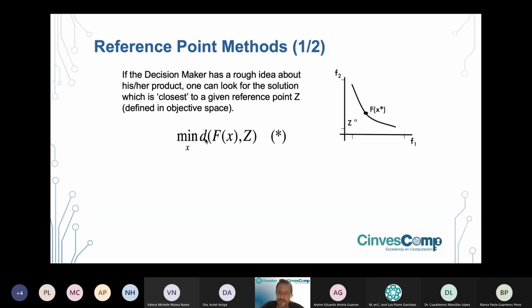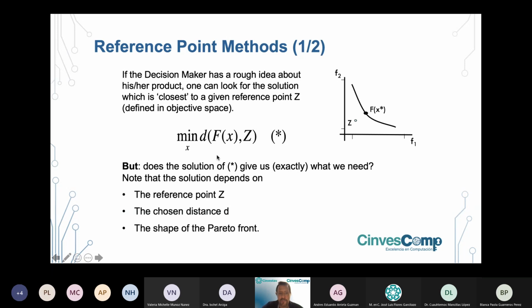It has the same advantages and disadvantages as the epsilon constraint method, because you get something which might make sense, but doesn't have to be exactly what you need, because the solution of this problem, this is the problem, and this is the picture for the problem. The solution of this problem depends on three things. It depends on the reference point. If you put the reference point here, you get another solution, right? If you choose another distance, not the 2 norm, but the 4 norm or whatever, then you get another point. And that's something to say, well, it is in my hands. I know what to do.